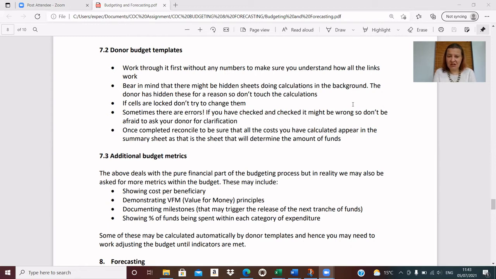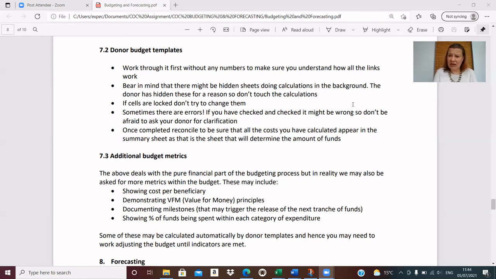Then I just wanted to touch on additional budget metrics, because we've been dealing with the purely financial part of the budgeting, but a donor might ask for some more indicators like cost per beneficiary. They might ask you to demonstrate value for money principles. They might ask you to document milestones. And they might ask you to show the percentage of funds being spent within each category of expenditure.